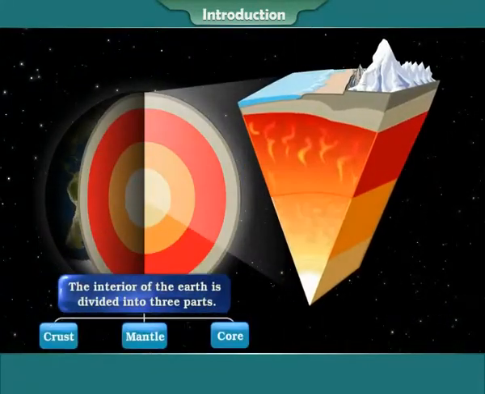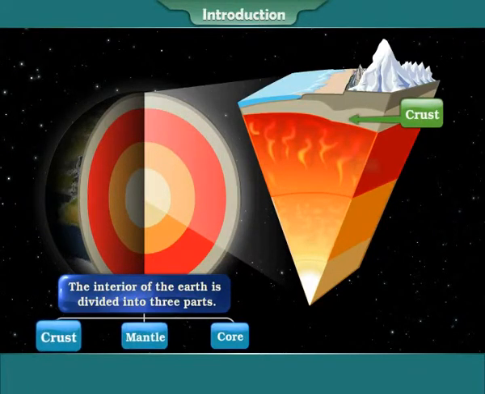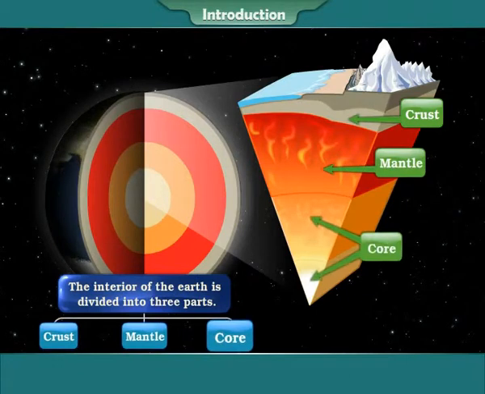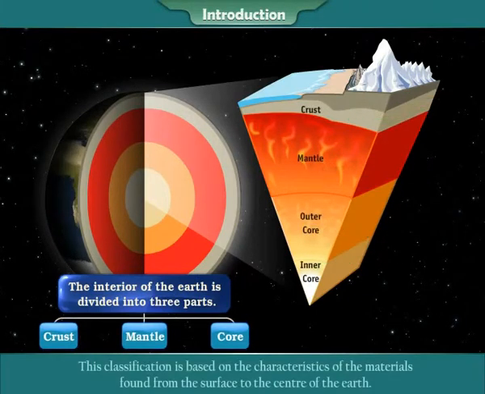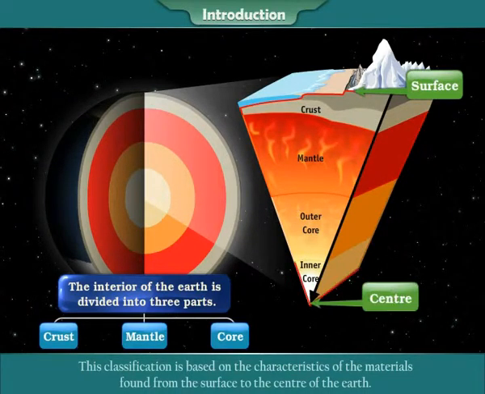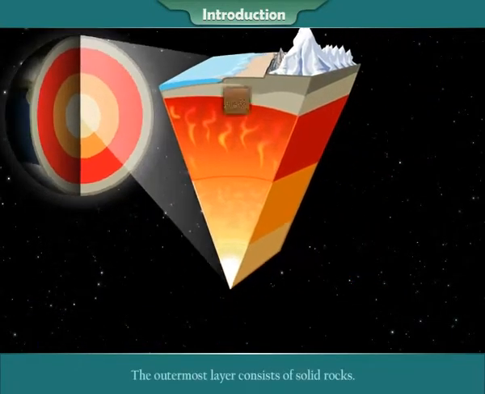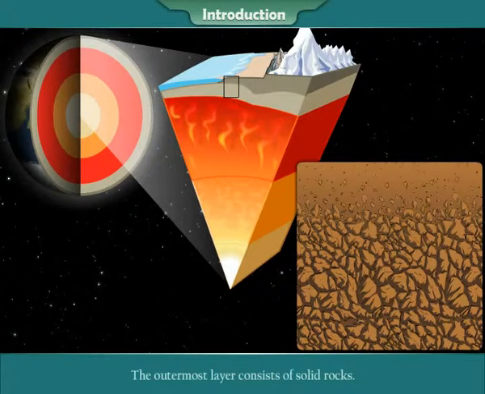The interior of the Earth is divided into three parts. They are the crust, the mantle, and the core. This classification is based on the characteristics of the materials found from the surface to the center of the Earth. The outermost layer consists of solid rocks. It is called the crust.